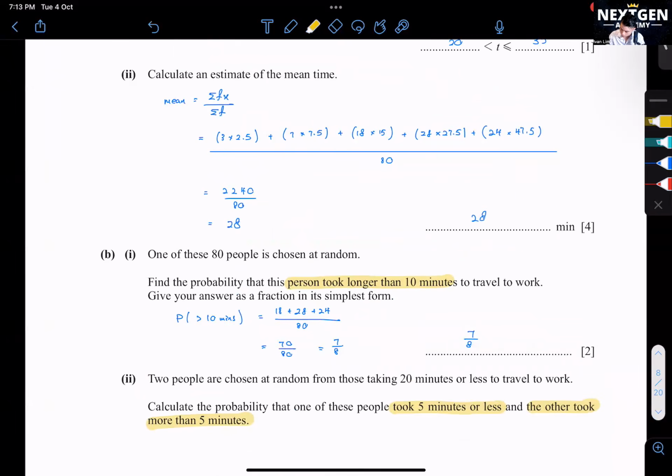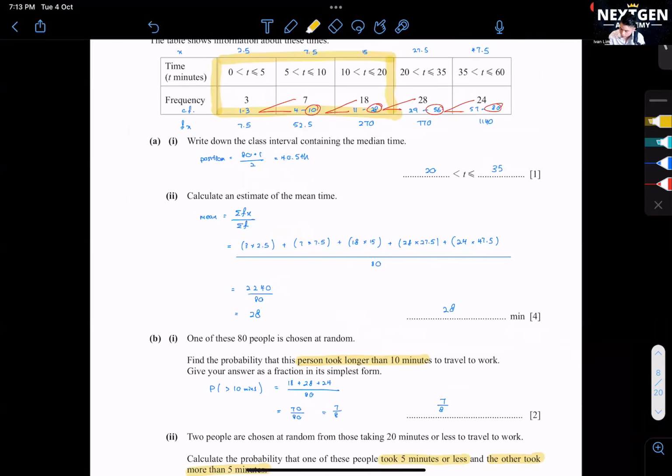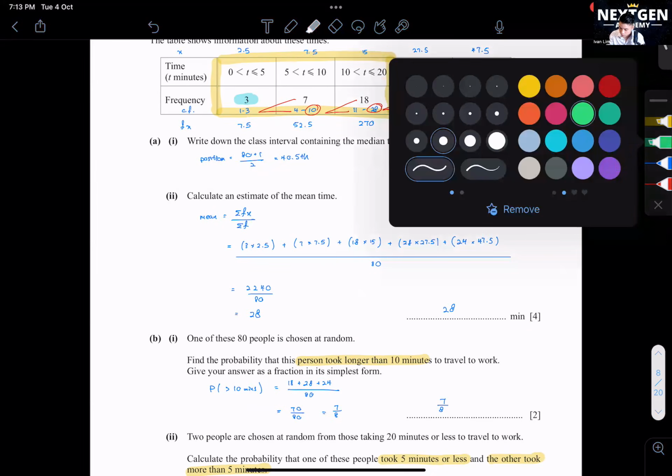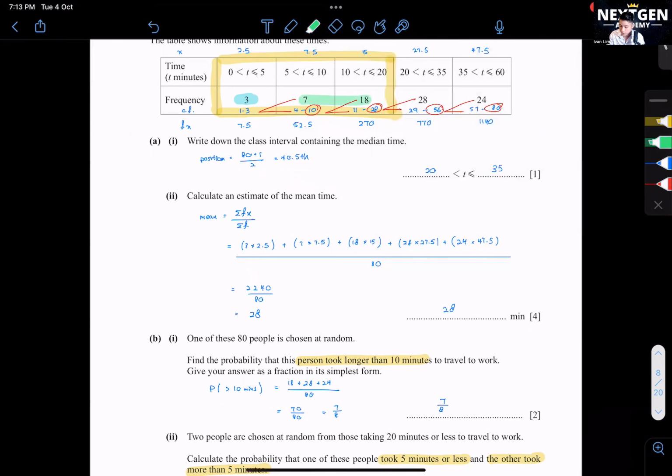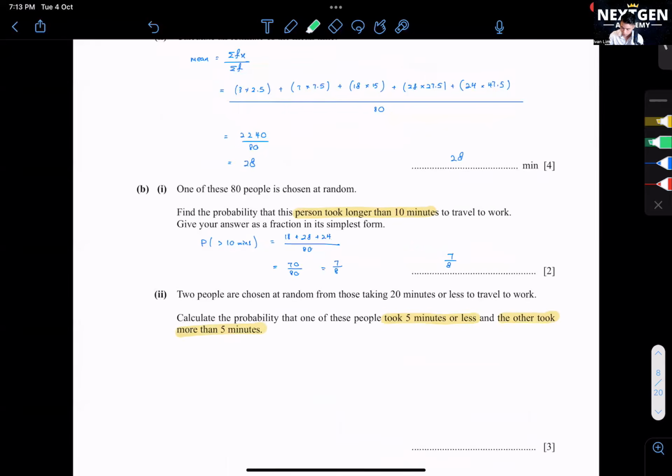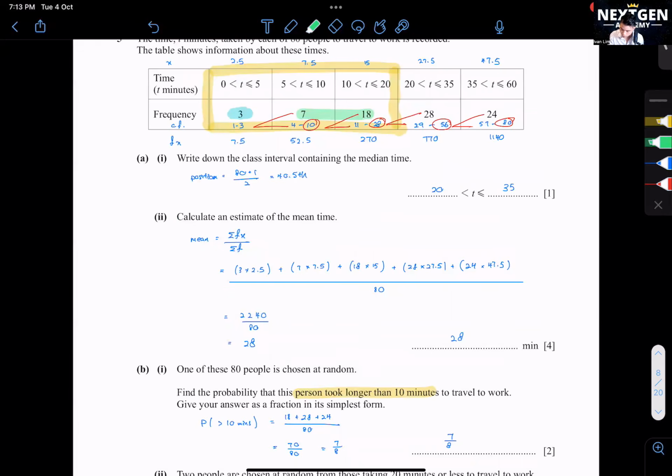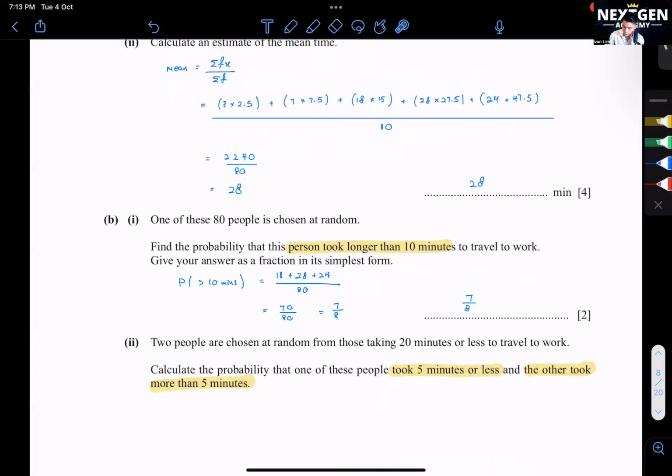So one of them took 5 minutes or less, which is this 3, and the other one took more than 5 minutes. More than 5 minutes means here, 7 and 18. So how to calculate? Out of how many people? 3 plus 7 plus 18. You don't take the total because they say they only take from this part here.